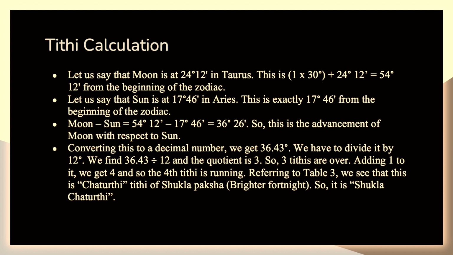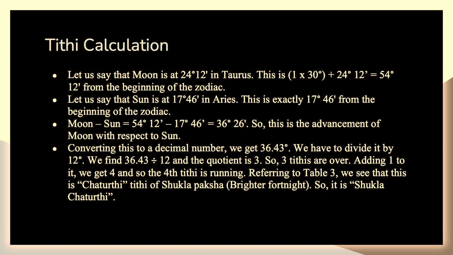But how do we know whether it's Shukla Paksha or Krishna Paksha? If we get the difference as positive, that means Moon is ahead of Sun but not greater than 180 degrees. Or in other words, because we are taking it from the beginning of the zodiac, if we subtract both the degrees and get a negative result, that means Krishna Paksha is going on. That means Moon is waning from full moon to new moon. Otherwise, if the result is positive, then we get the Shukla Paksha. I hope you understood this part.